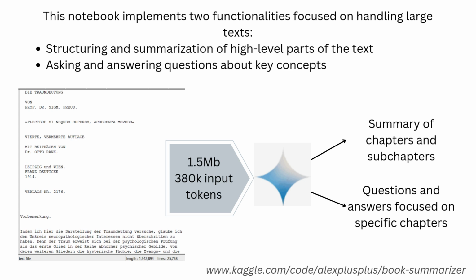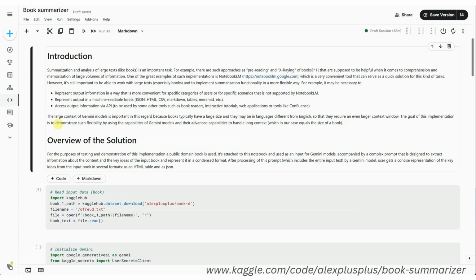This notebook implements two functionalities focused on handling large texts: structuring and summarization of high-level parts of the text, and asking and answering questions about key concepts presented in each part of the text. The input text that will be used in this demo is one of the books of Sigmund Freud. The volume of this text is quite large, that's why it's important to have a large context window.